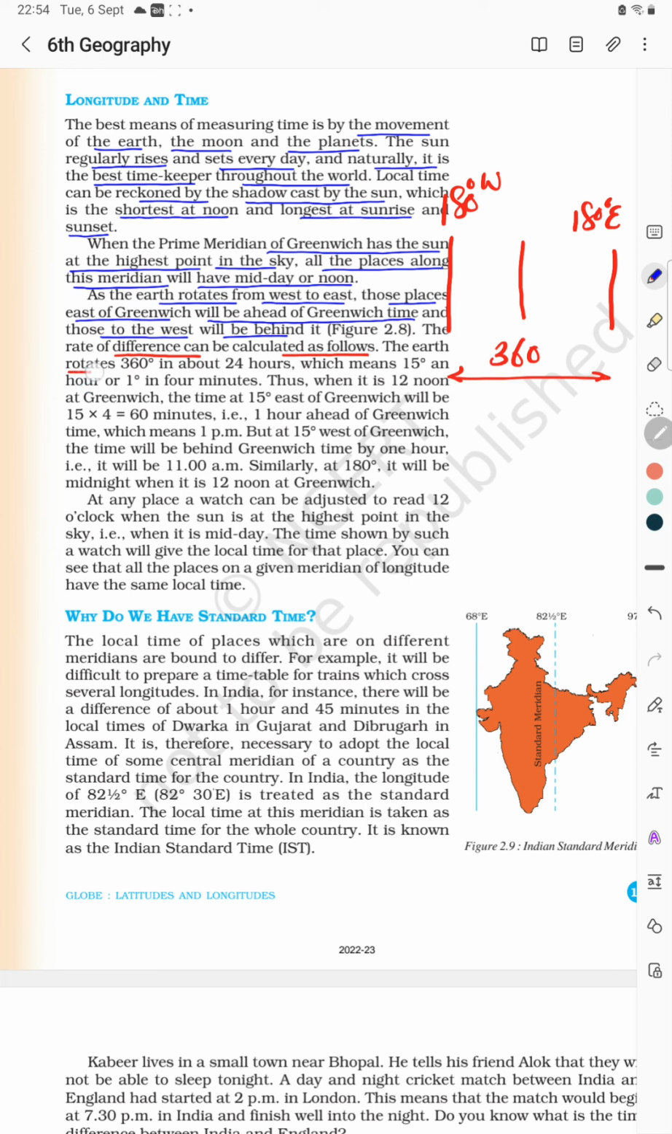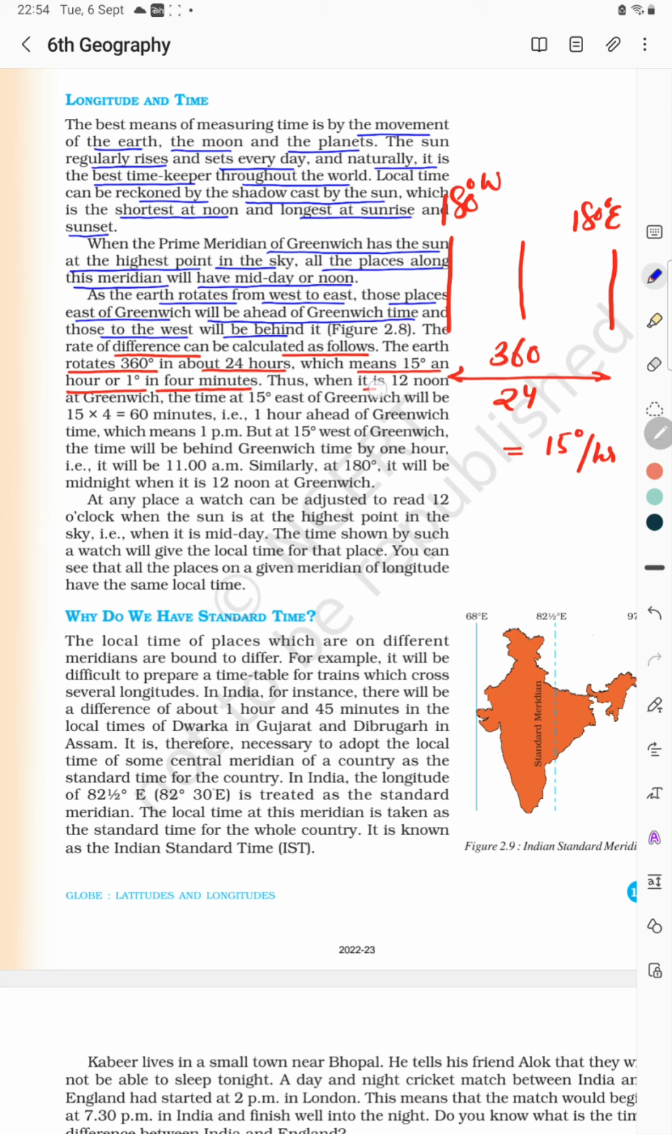The earth rotates 360 in about 24 hours. Okay, so which means 15 degree an hour means 360 degree divided by 24, so it comes out to be 15 degree per hour. Okay, and 1 degree in 4 minutes.